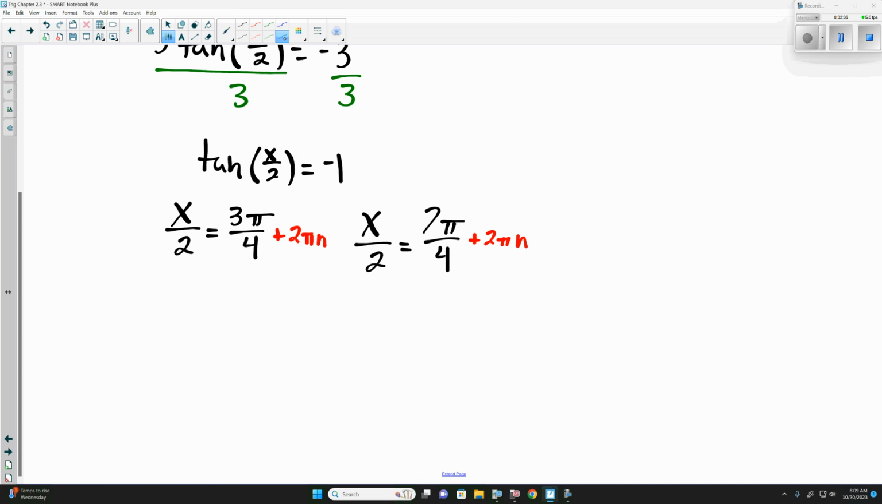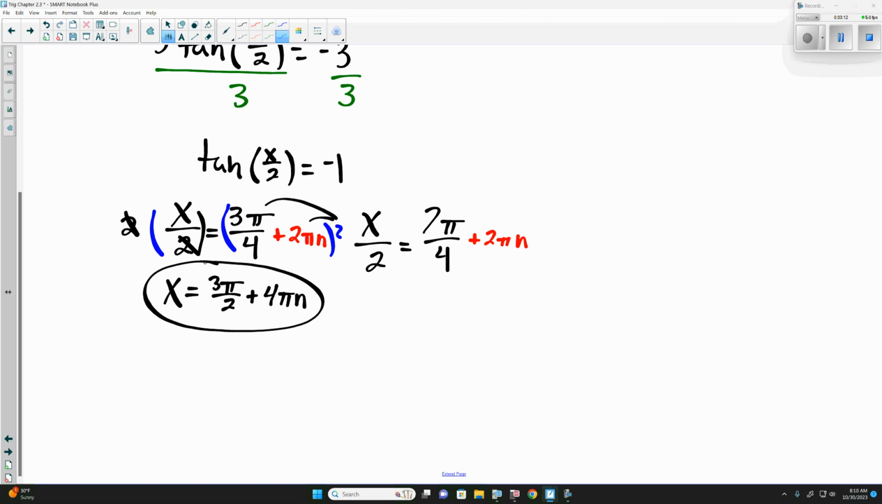Well, to finish up and get x by itself, we have to multiply both sides by 2. Here, when we multiply, the 2 and 2 will cancel, giving us x. Here we have to distribute the 2 between both of them. And 2 times 3 pi over 4 gives us 3 pi over 2, because the 2 and 4 will simplify. Plus 2 pi n times 2 gives us 4 pi n. And that's one of our answers.